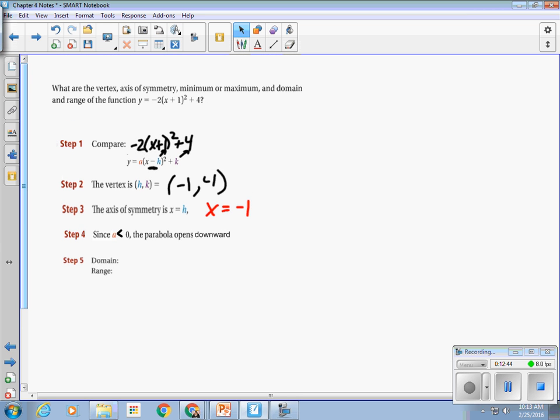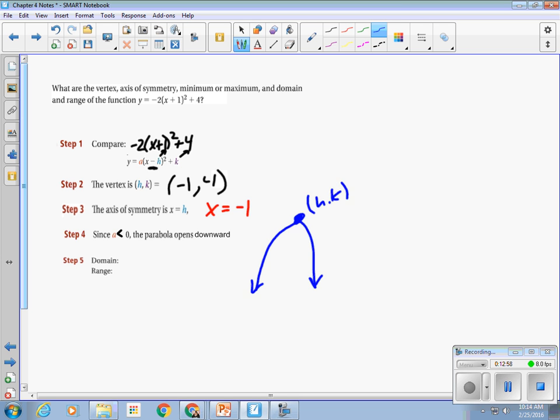All right, so axis of symmetry, minimum, maximum. So if it opens downward, he's a frowny, so his vertex is a maximum. So when you open downward, you have a maximum at negative 1.